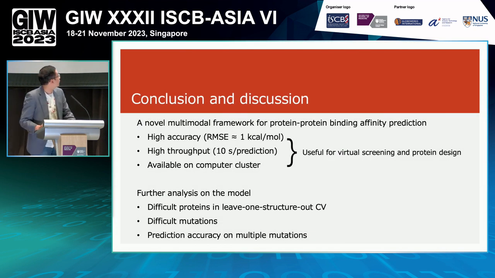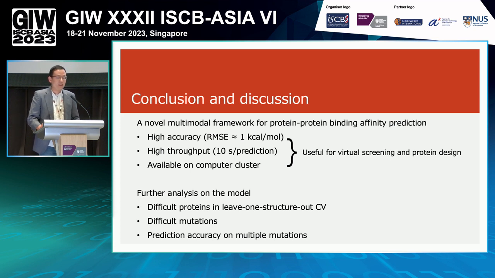So this is the conclusion. We developed a novel multimodal framework for protein-protein binding affinity prediction. This model achieved high accuracy, and we implemented our model in Python and R. It is quite high throughput and available on a computer cluster. This feature makes the model quite useful for virtual screening and other downstream tasks like protein design.